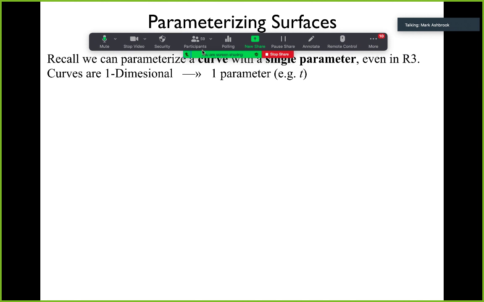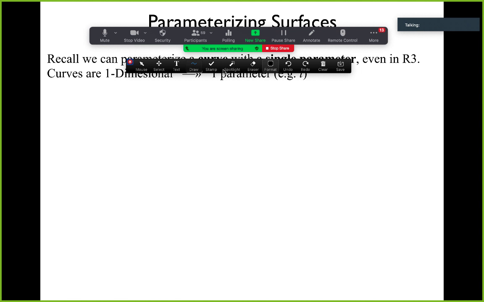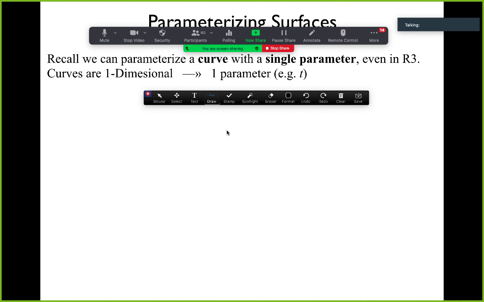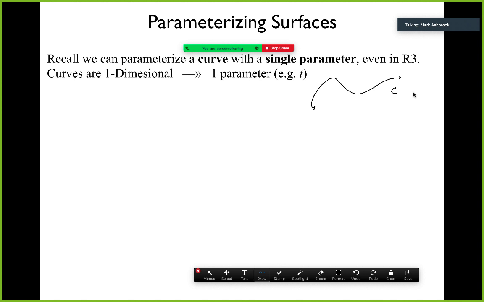And so as far as parameterizing surfaces, we can parameterize a curve with a single parameter, right? Curves are one-dimensional things, even though it could squiggle through R3. Given a point, it's just linear, right? So it's a one-dimensional thing. So it takes one parameter to parameterize a curve. And we usually call that t, right?